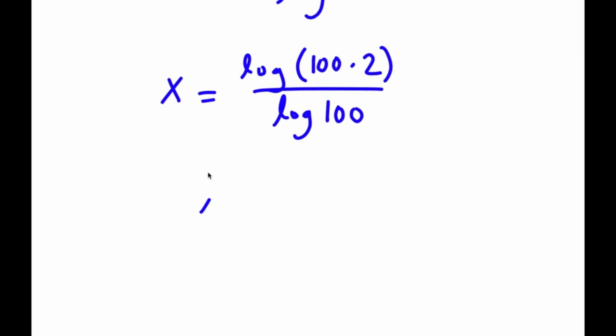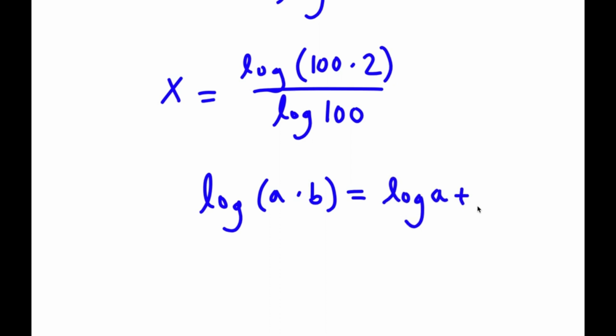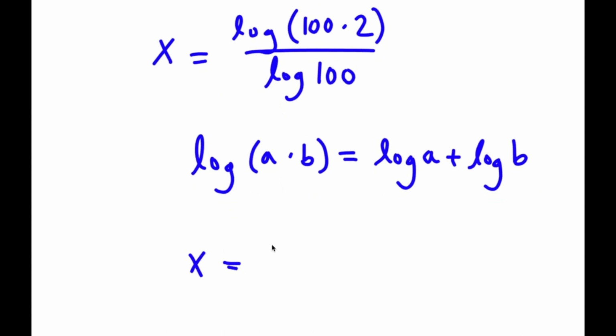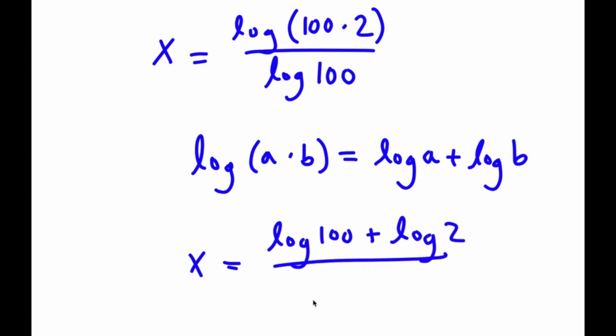And if I have something in the form log a times b, this is equal to log a plus log b. So in this case, log 100 times 2, I can write as log 100 plus log 2. Now I have this over log 100.